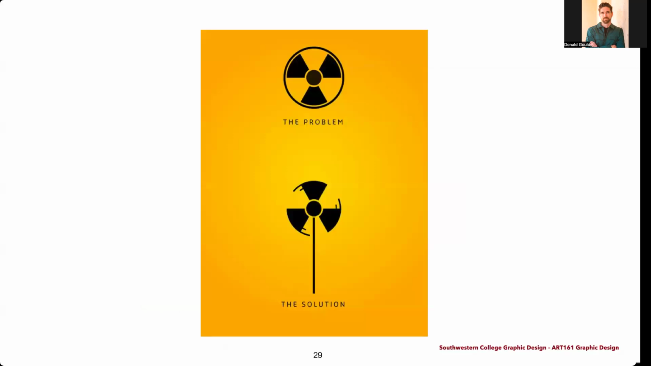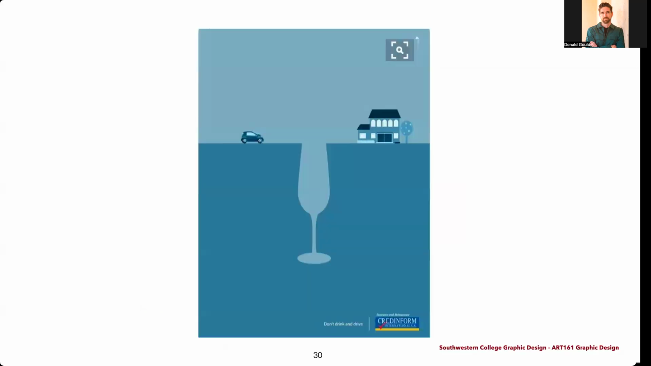These are just a few examples here. The problem and the solution, utilizing a hazard sign and tying that into a sort of windmill effect, which we use to generate energy. We see here an example of a sort of wine glass that is separating the car from the house, which would obviously create a very unsafe drive if you were trying to drive over that void, and related to drinking and driving.